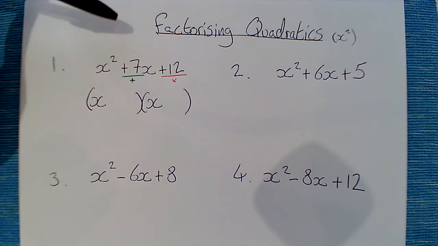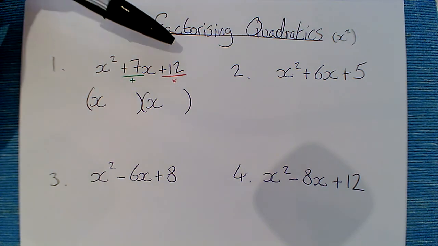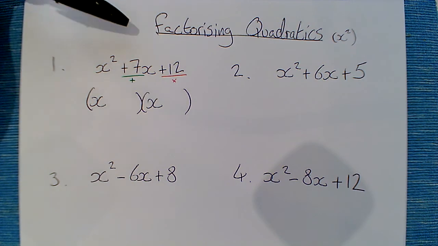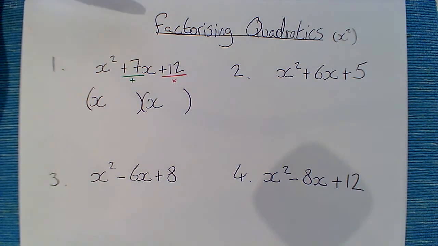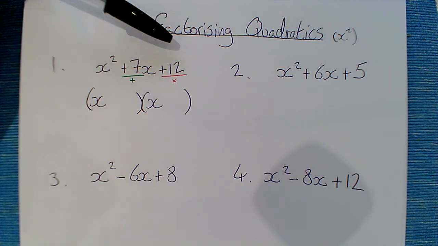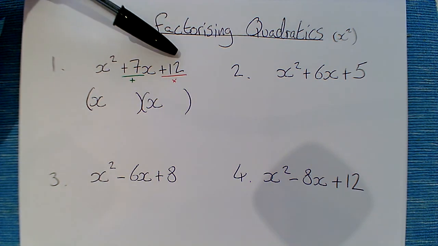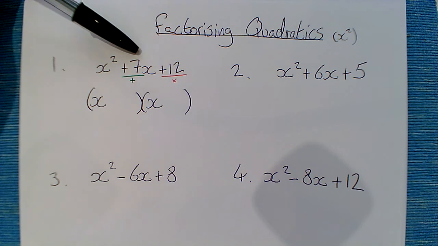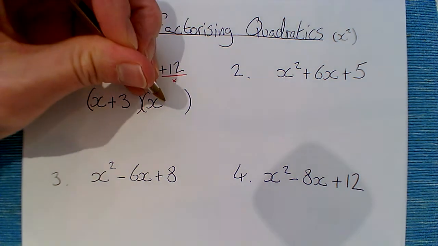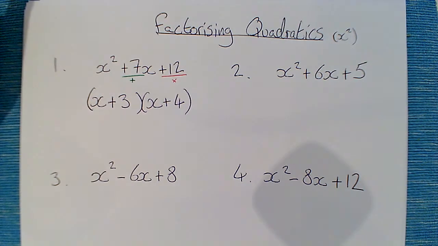Best way to do it is think about whole numbers only, think about all the pairs of numbers that multiply to make 12, and do any of those pairs add up to make 7. So with 12 you've got 1 and 12, that wouldn't work. 6 and 2 wouldn't work, or 3 and 4. 3 times 4 makes 12, and 3 add 4 makes 7. So I know that my factorised expression is going to be x plus 3, x plus 4.